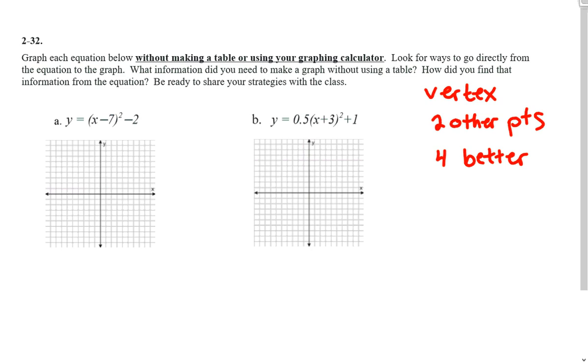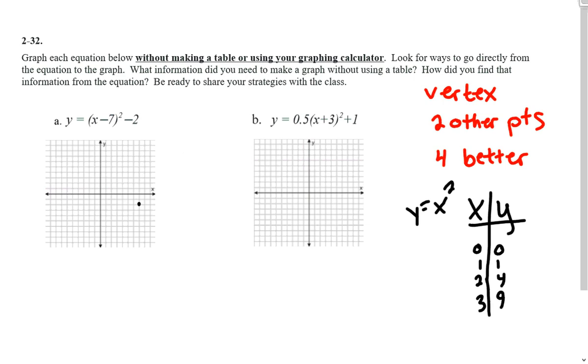So in this first one here, my vertex is going to be at 7, -2. And then this graph is opening up. And since the stretch factor is 1, when we do a normal parabola, when we do an x squared, I know 0 is 0. 1, when I put 1 in, I get 1 out. When I put 2 in, I get 4 out. When I put in 3, I get 9. Again, I don't want you to make a table for these two, but if you look at your traditional table and then backwards, -1 squared is 1 because it's symmetrical. Those y values are going to be the same on both sides of your vertex.